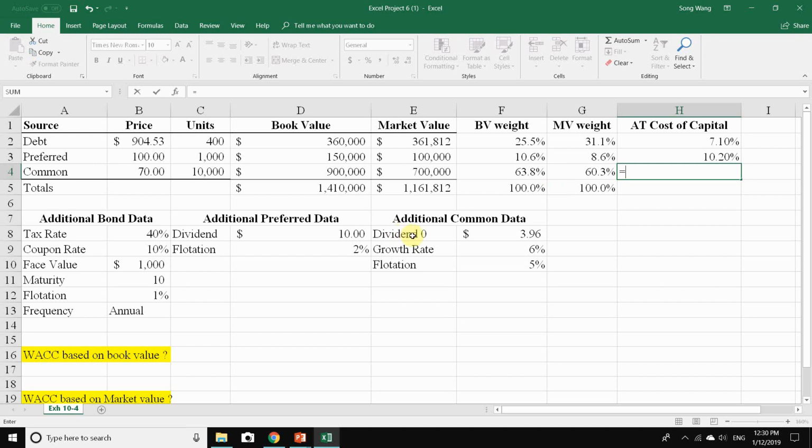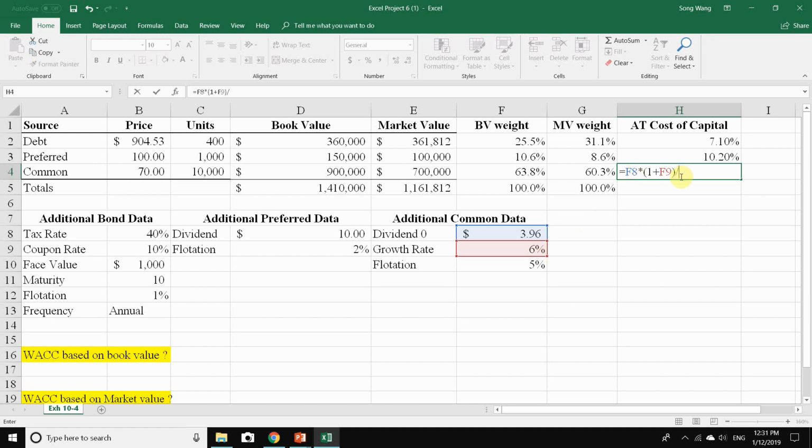You need to use dividend 1 because this price, $70, is price 0. So you have to use dividend 1 to get price 0 or get the required return. Okay, so how do you get dividend 1? You need to use this dividend 0 times 1 plus the growth rate of the dividend. Okay, so that's dividend 1. No question with that.